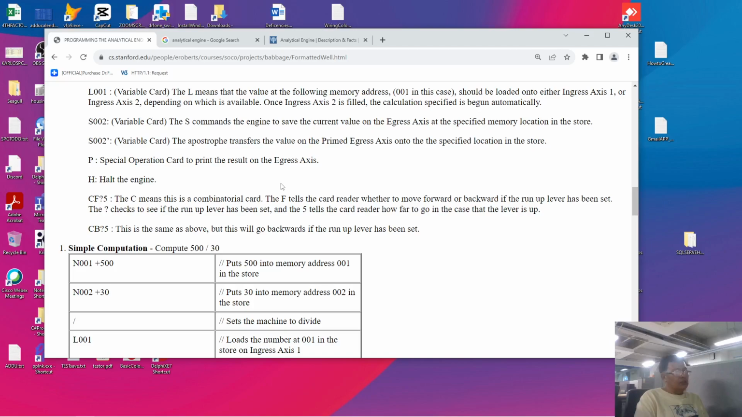What is a run-up lever? The run-up lever is like a toggle switch, which is automatically set or reset by the analytical engine depending on the sign of the egress axis. If the sign of the egress axis is different from that of ingress axis 1, then the run-up lever is set. That's very important to remember. Only when the signs of ingress axis 1 and the egress axis are different is the run-up lever set. Otherwise, it is reset, or its value will be 0.